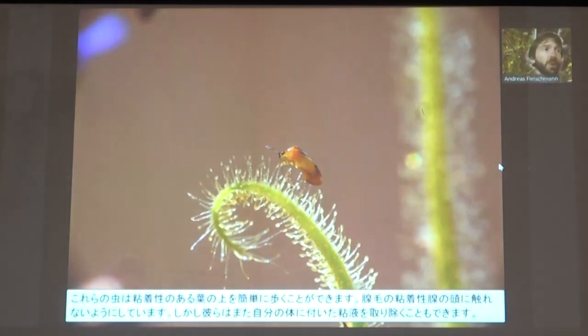And these bugs can easily walk on the sticky leaves. They try to avoid the sticky tentacles, but if they touch them, they can also remove part of the mucilage from their body so they can clean themselves. And they are only very rarely found trapped as prey of Drosera, as our prey spectra studies by especially PhD student Tilo Krüger showed. So we rarely find Setocoris as prey.